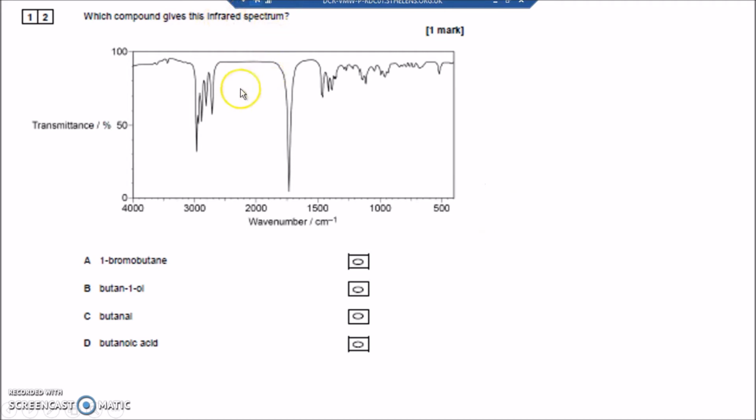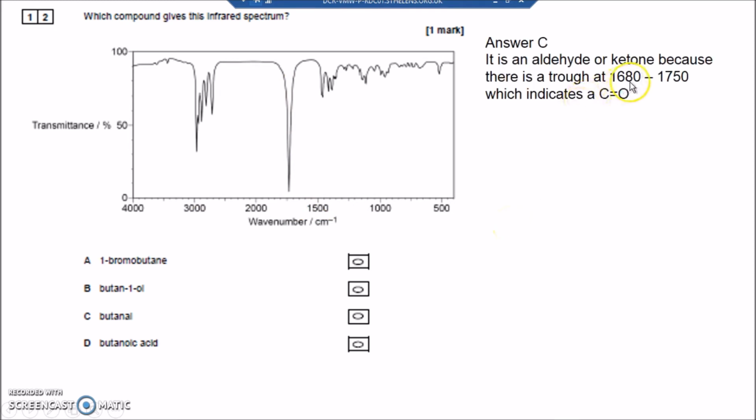Which compound gives this infrared spectrum? Well, we haven't got an OH, and an OH would be a broad peak here, so we've not got butan-1-ol, and a carboxylic acid has an OH as well, so we've not got an OH. This will correspond to CHs. What have we got? We've got a very, very big peak here at around 1,600, something like that. 1,680 to 1,750 is a carbonyl group, a C double bond O. So I'm looking at something like an aldehyde or a ketone, not butanoic acid, which has an OH, not butan-1-ol, which has an OH, because there's no OH peak. It's butanal, C.